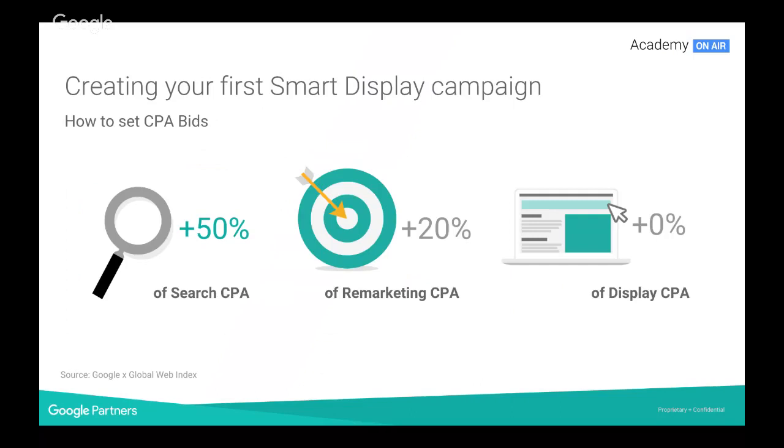All right? Now, if you have already run display campaigns, then you can take your remarketing campaign cost per conversion, add about 20 to 50% on top of that, and that should be a good starting point for a smart display campaign as well. And then if you have already had mid or upper funnel display campaigns and you have gotten conversions out of them, so you have a certain benchmark mid-funnel cost per acquisition, then just take that as the starting point for a smart display campaign.